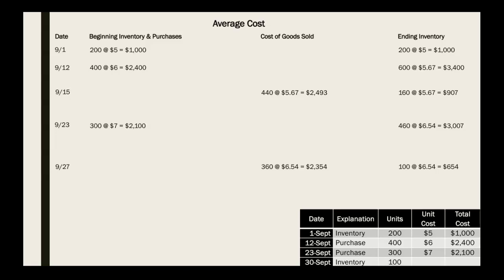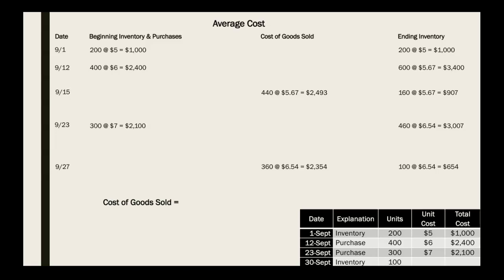So you'll notice that when we did FIFO, LIFO, and average cost, we ended up with 100 units at the end each time. The total values of our ending inventory were all different. But the total number of units did not change.